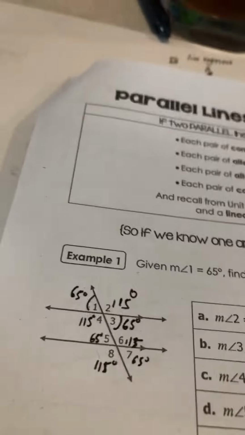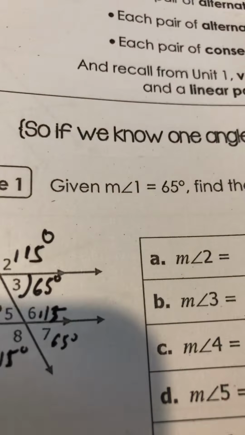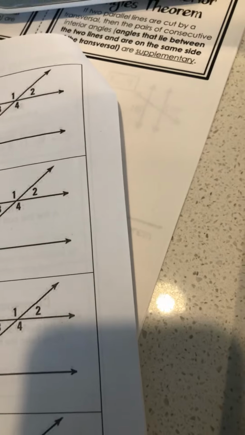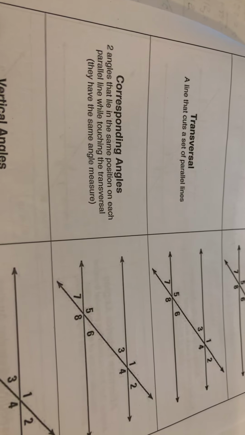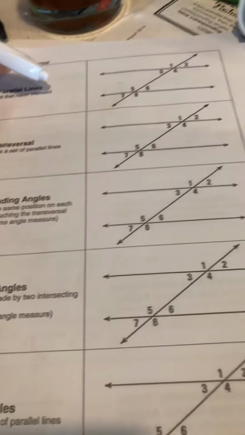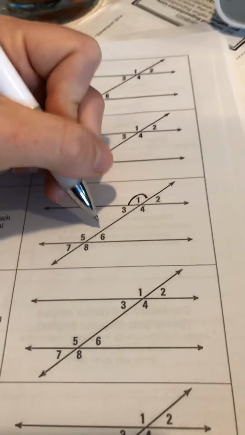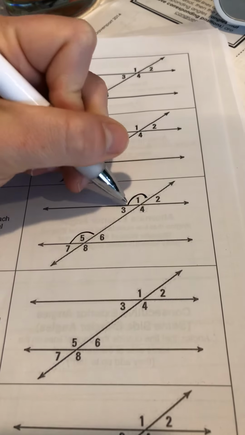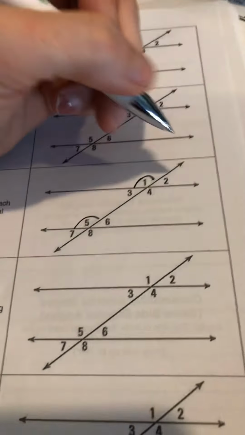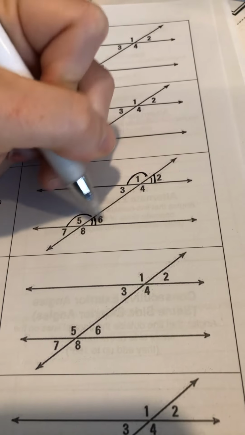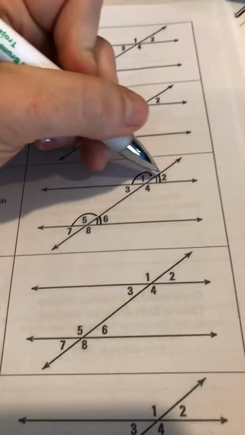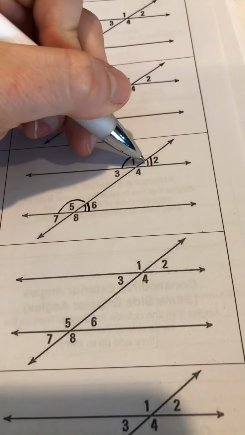Okay, the relationships have special names. Corresponding means that they are in the same position on a different parallel line. So angles that lie in the same position, but on different lines. So 1 here corresponds to 5. They're both in the top left-hand corner, so I'm going to give them the same marking. 2 right here corresponds to 6. They're both in the top right-hand corner. Same position, different parallel line. And notice they have the same type of angle.